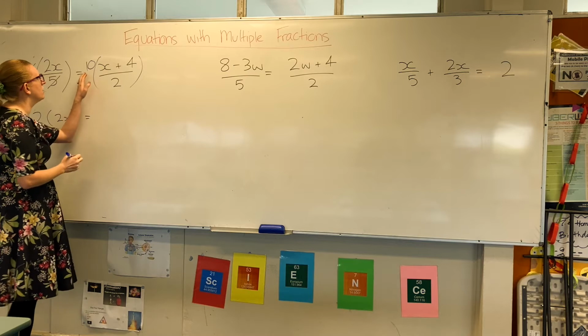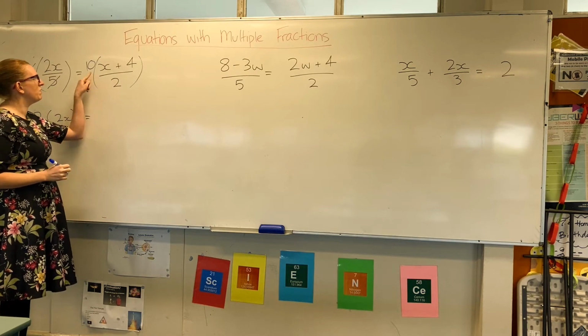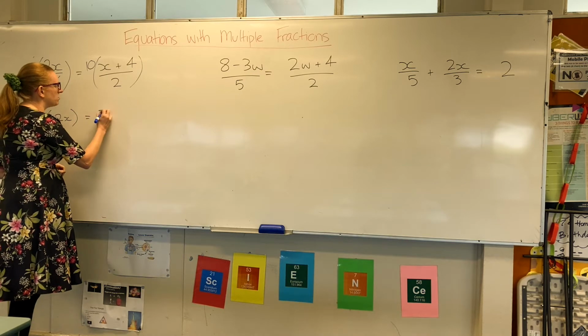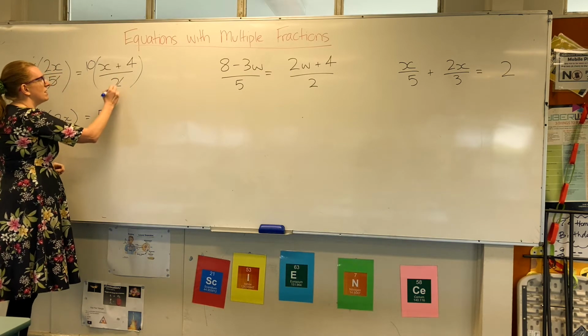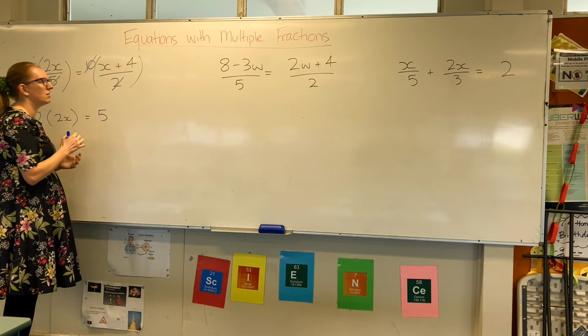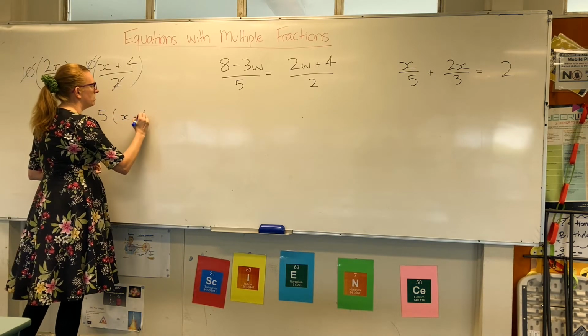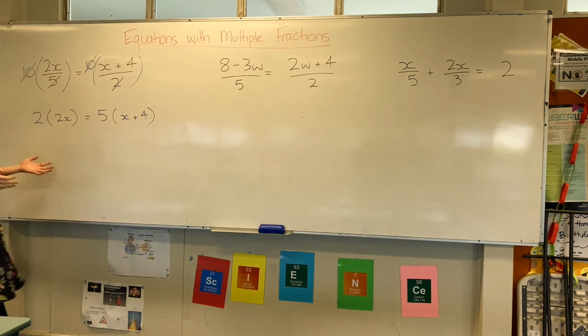Okay, so let's do this side. How many times does my denominator fit inside the number that I wrote in front? 2 goes into 10 5 times. So I'm going to write a 5 down. And that's cancelled those 2 things out. So what's left? I've got brackets, x plus 4. Cool. Now I don't have any more fractions. I've got some brackets that I can expand.